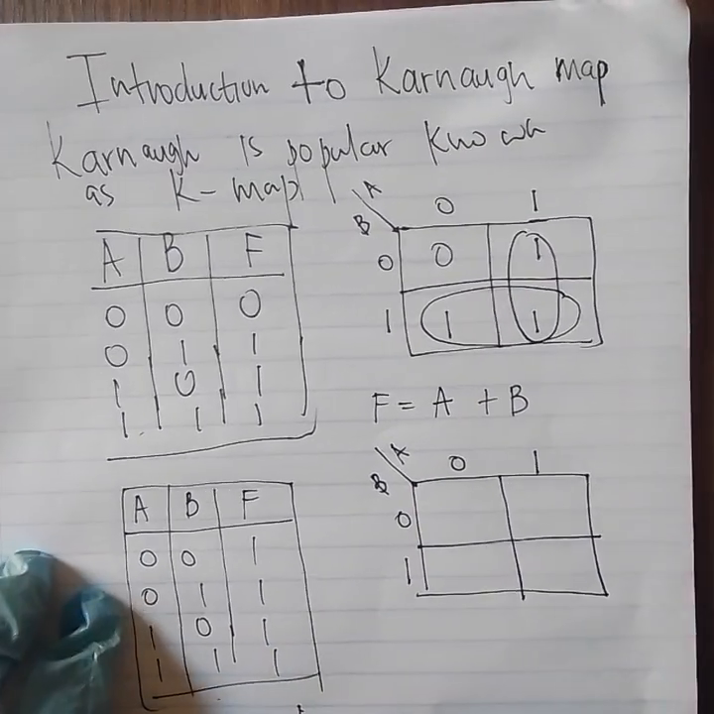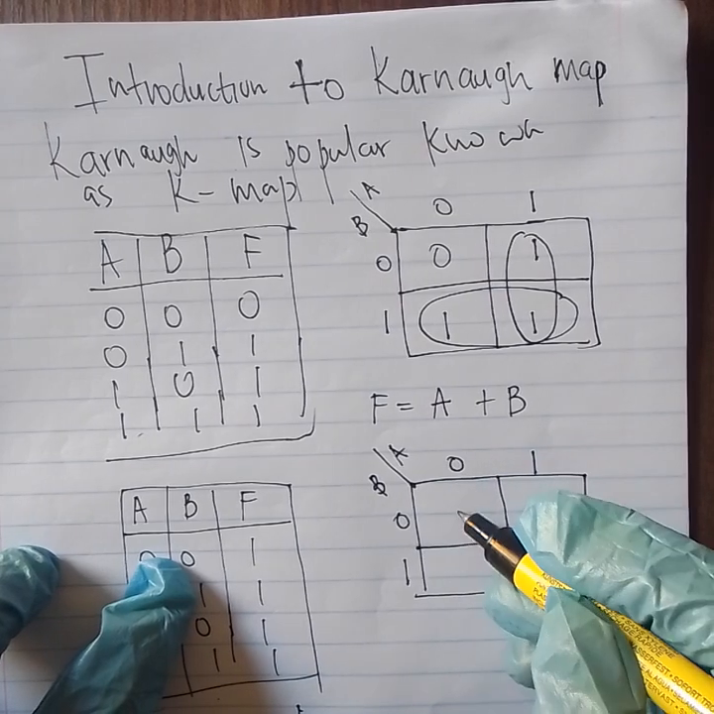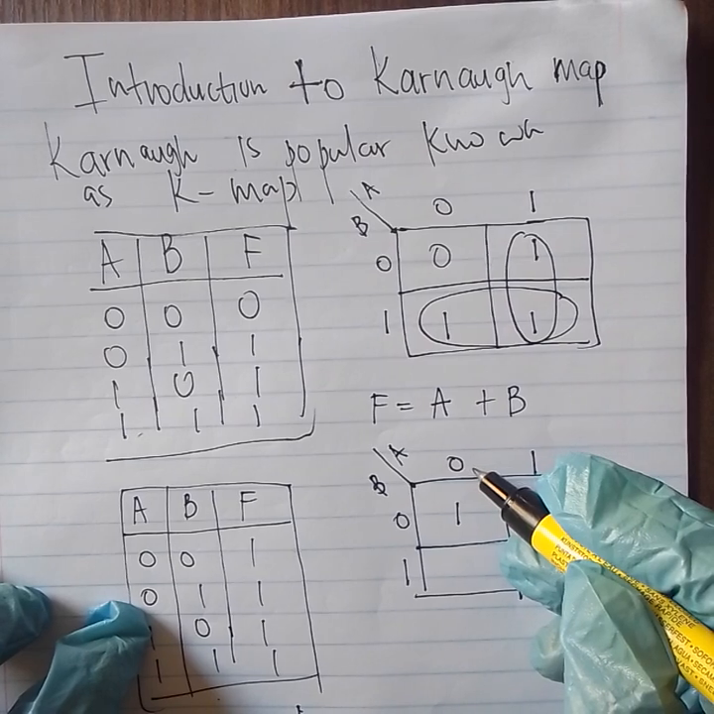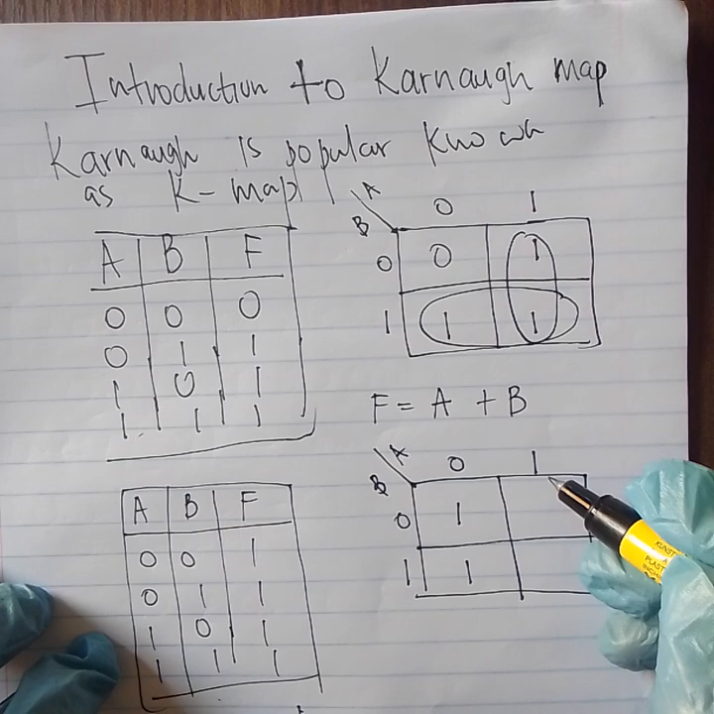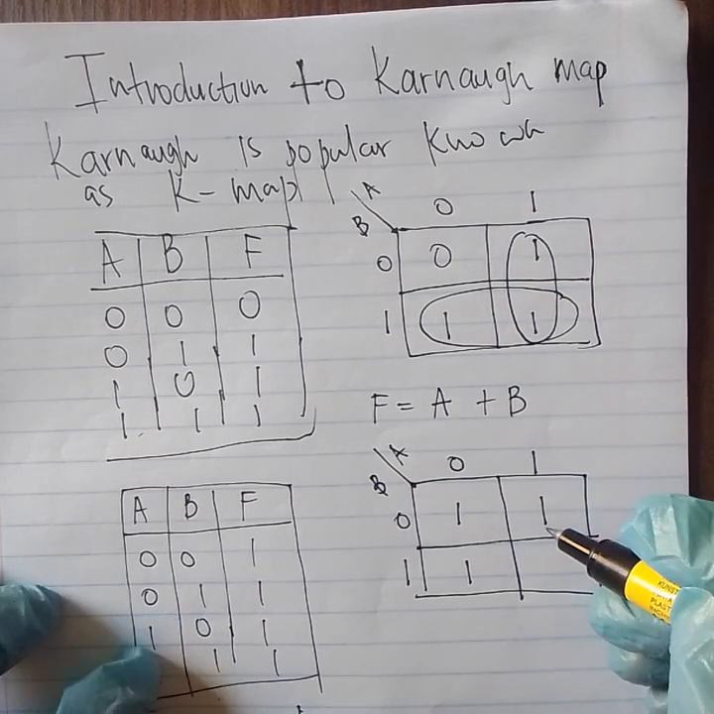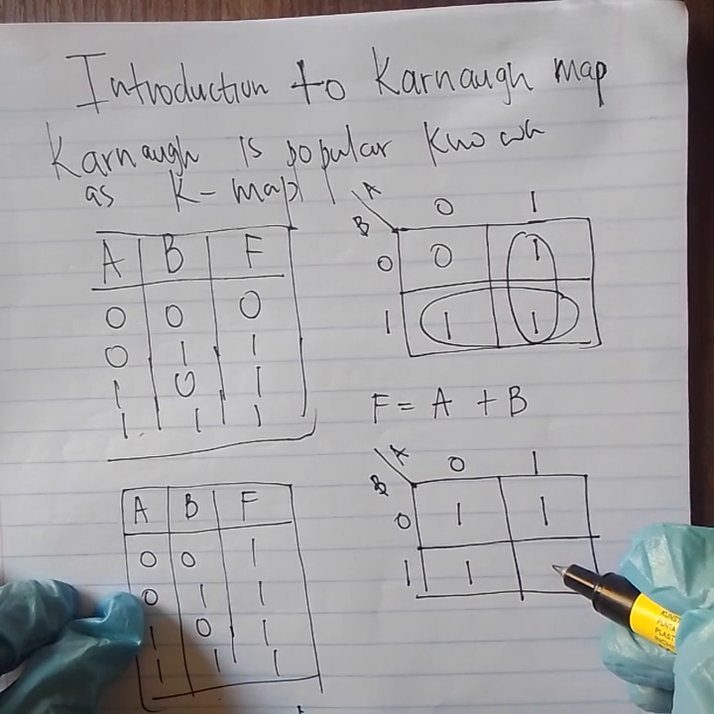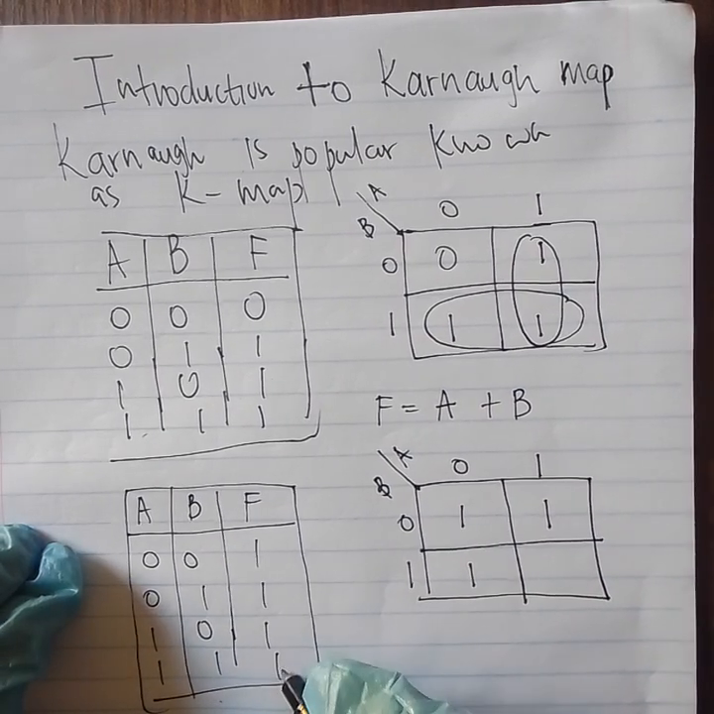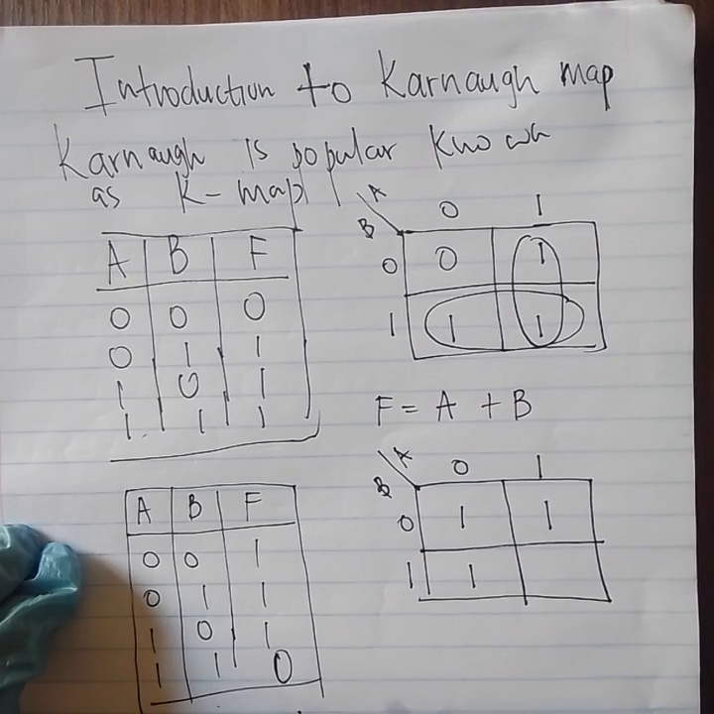Now let us fill the data. When A is 0 and B is 0, output is 1. When A is 0, B is 1, output is 1. When A is 1 and B is 0, output is 1. When A is 1 and B is 1, the output is 1. No, we made a mistake here. Okay, it's 0. When A is 1 and B is 1, the output is 0.